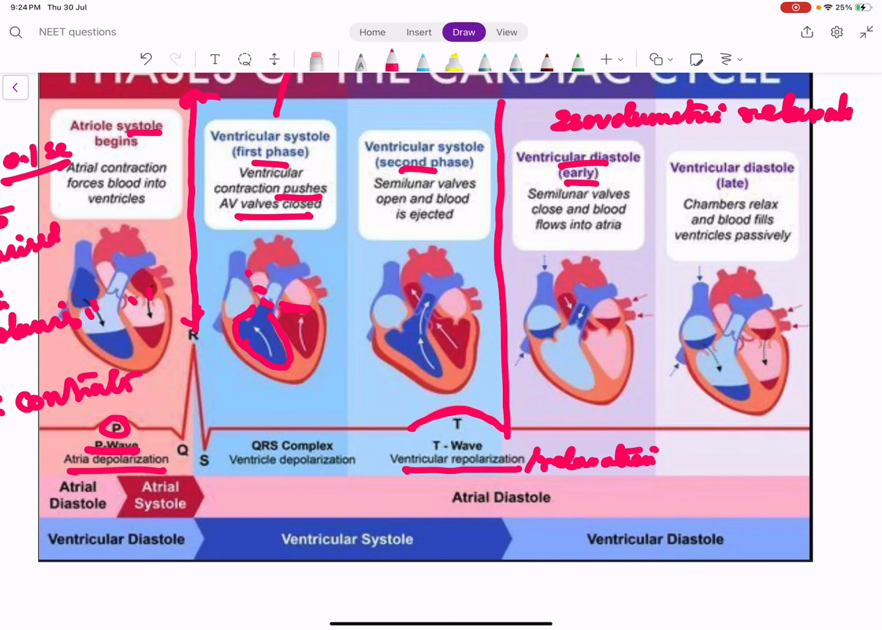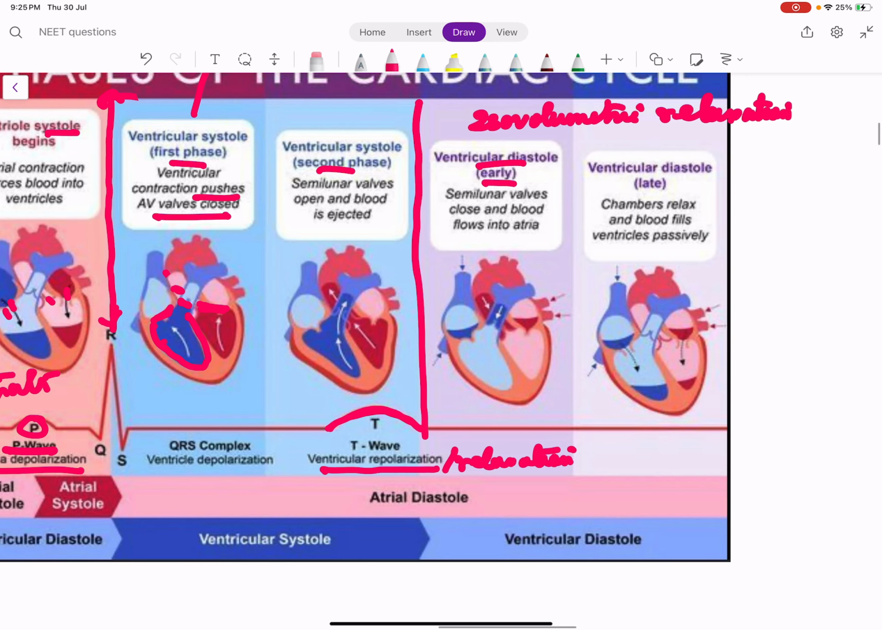So we have isovolumetric contraction, which is the initial phase of systole. We have isovolumetric relaxation, which is the initial phase of diastole. When the isovolumetric relaxation continues due to fall in pressure in the ventricles, the mitral valve and tricuspid valve open. So when they open, what happens? Whatever blood is present in the atria now comes to the ventricle.